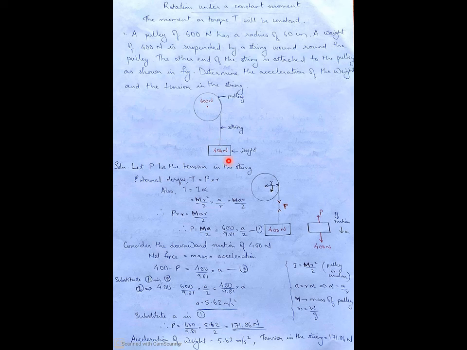There is a weight of 400 Newton. It is connected by a string to a pulley of 600 Newton weight. So this is just similar to what we have seen in the motion of connected bodies. It may be related to that of motion of lift. So in that case, what was the equation applied? There was a single equation, which is Newton's second law: net force in the direction of motion equal to mass into acceleration.